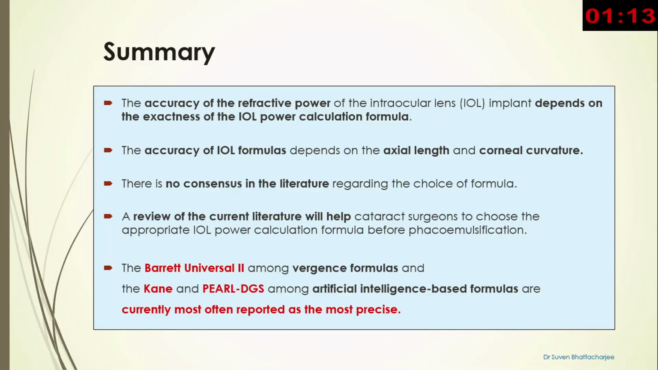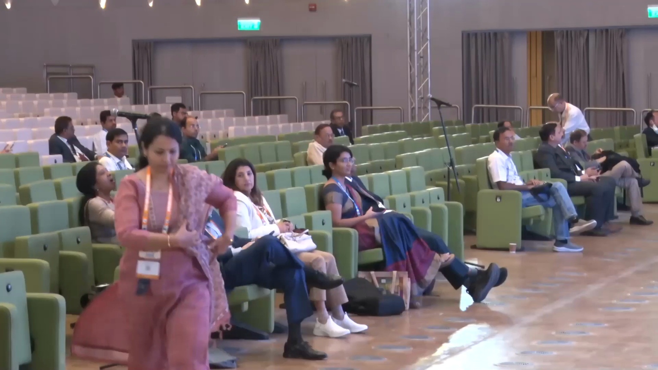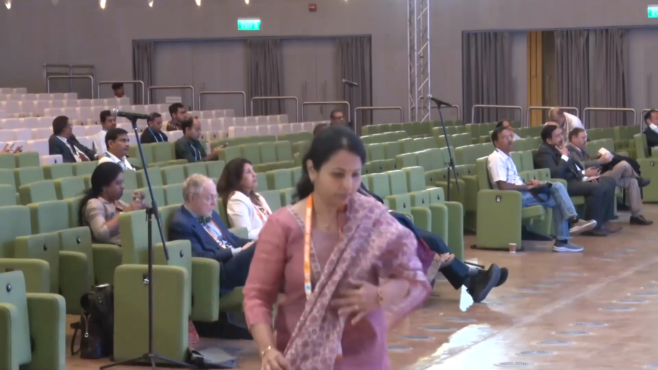Thanks a lot, Suvin, and we now come to the last talk of the day, Dr. Nirupama. She is going to give us the take-home pearls and wrap up the session. Dr. Nirupama is an additional professor in JIPMER. She was the head of the department of ophthalmology there, and a very, very brilliant ophthalmologist. Over to you. A very good morning.